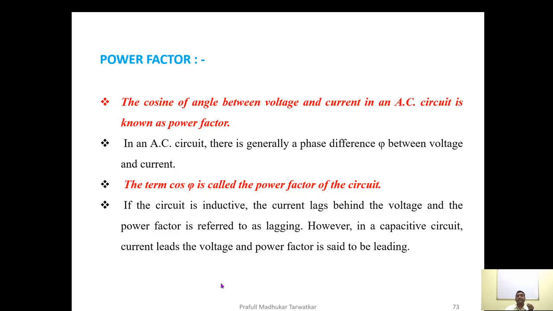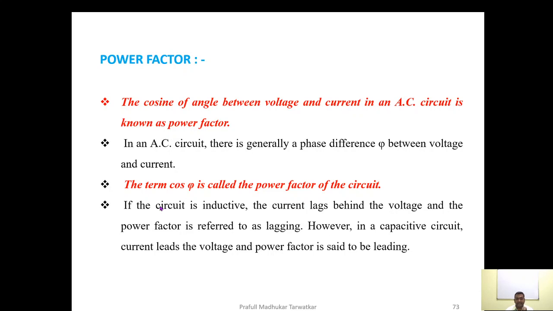So what is the technical definition of power factor? The cosine of the angle between voltage and current in an AC circuit is known as the power factor. In an AC circuit, there is generally a phase difference φ between voltage and current. This is a characteristic of electrical systems, that there is always a phase difference between the voltage vector and the current vector. Depending upon which vector leads the other, the power factor is either lagging or leading. The term cos φ, the cosine of the angle between the voltage and current vectors, is known as the power factor of the circuit.